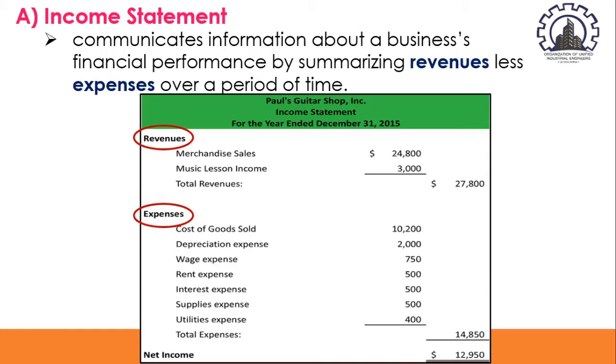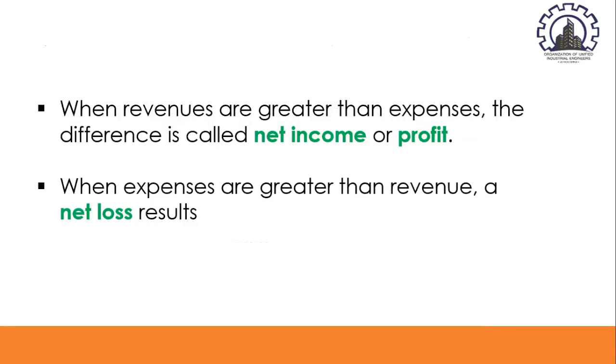And also, recall that expenses are the assets that have been used up or obligations incurred in the course of earning revenues. Now, when revenues are greater than expenses, then the difference is called net income or profit, meaning to say the company or the business is earning. On the other hand, when expenses are greater than revenue, a net loss results, meaning to say the company or the business is incurring a loss. They are not earning. Okay?